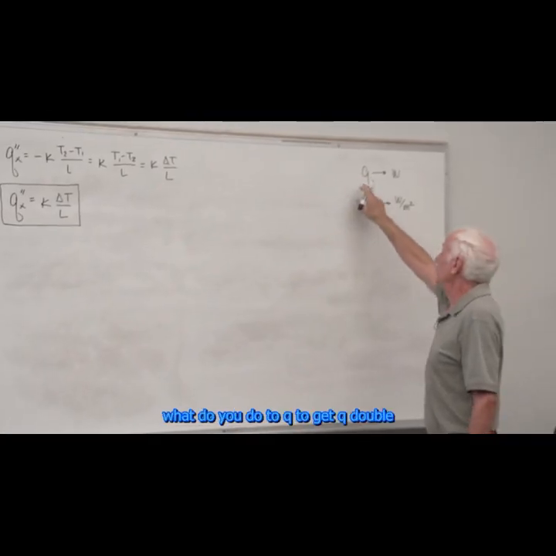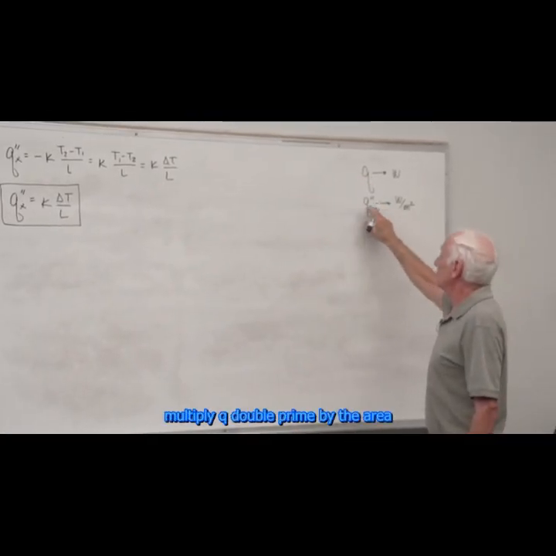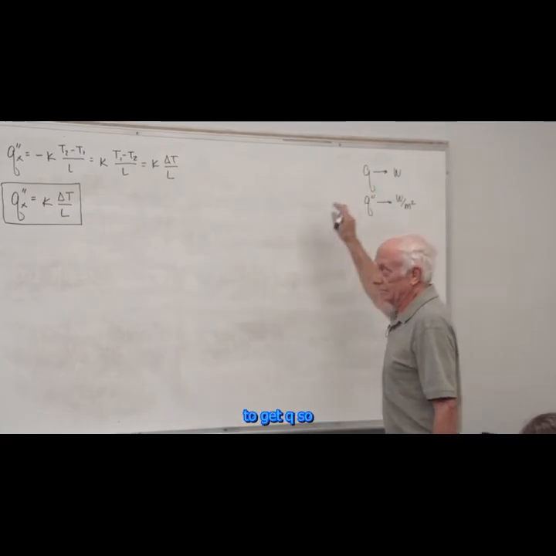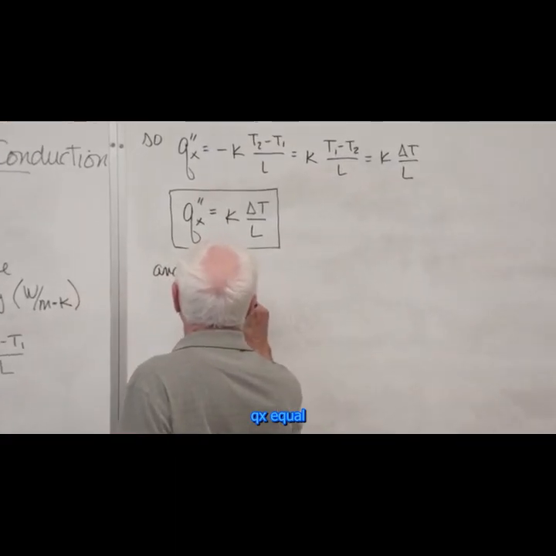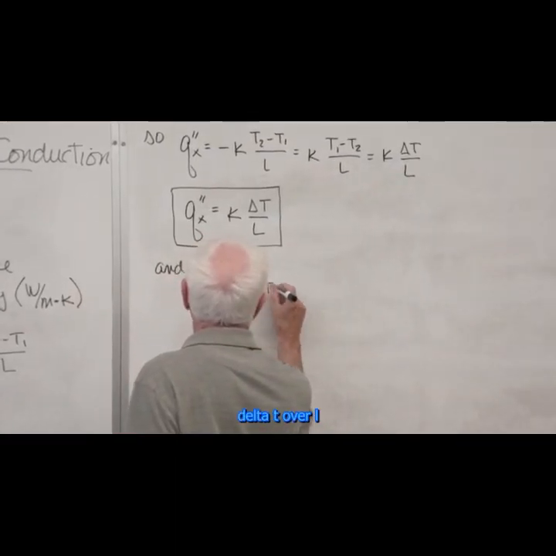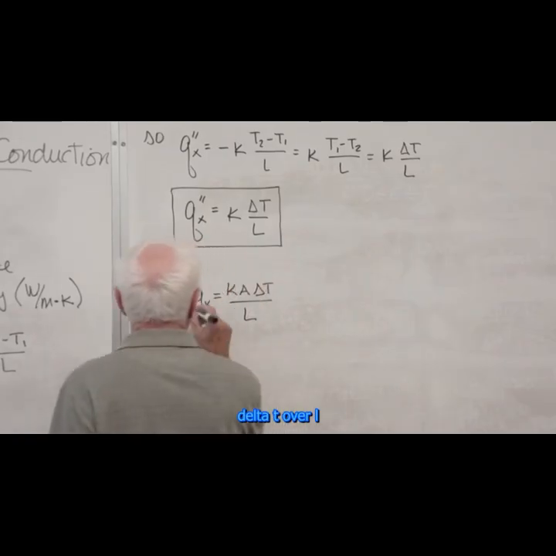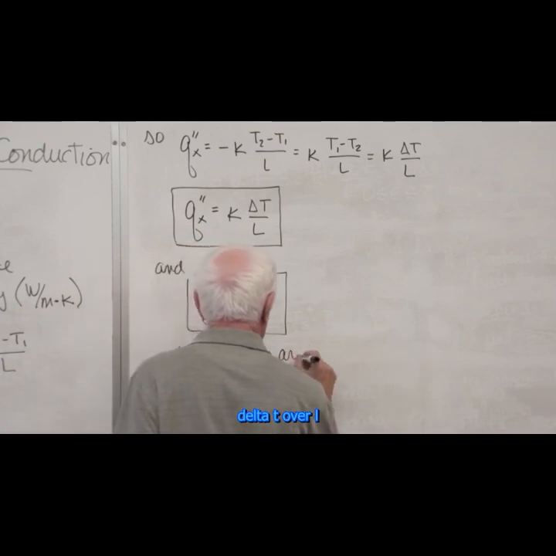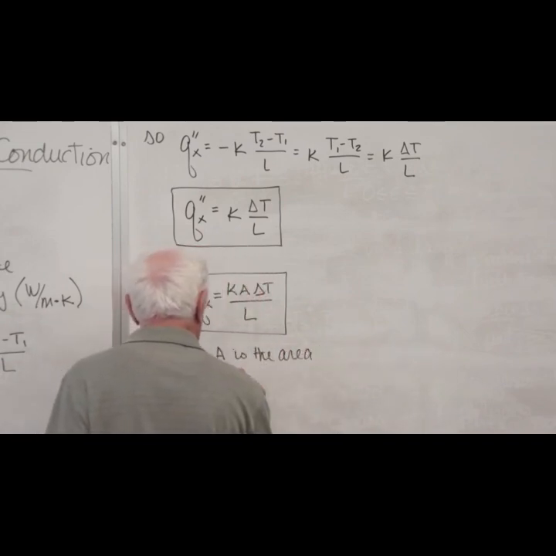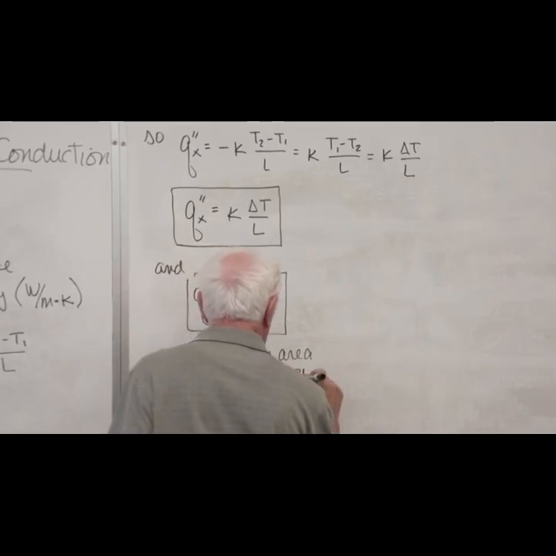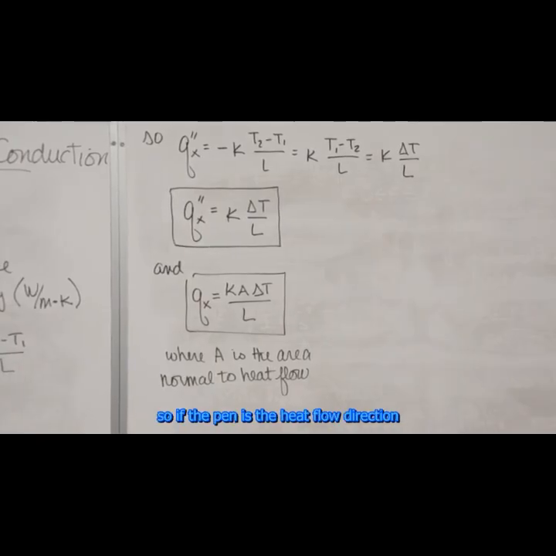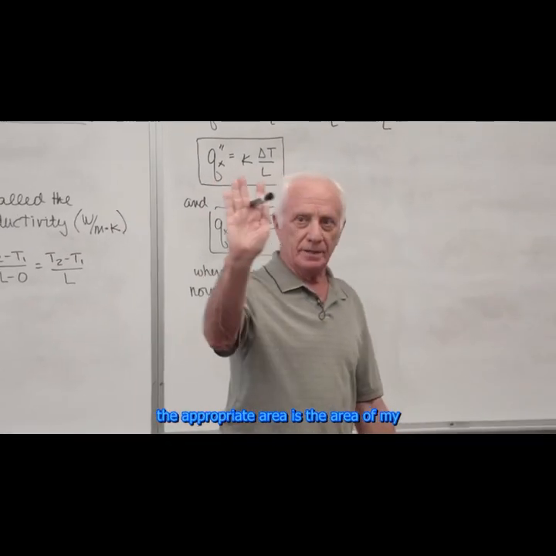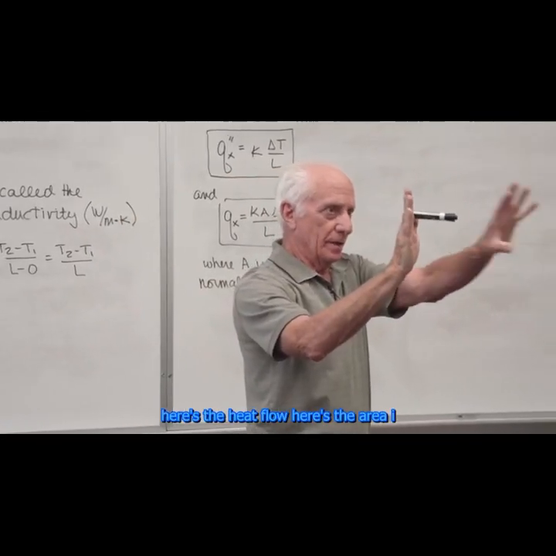Now, if you don't want the answer in double prime, let's say, no, I want Q in watts through the wall. Okay, well, what do you do to q double prime to get Q? You multiply q double prime by the area to get Q. So Qx equals K A delta T over L. Area is the normal area. So if the pen is the heat flow direction, the appropriate area is the area of my hand. Here's the heat flow. Here's the area I put in.